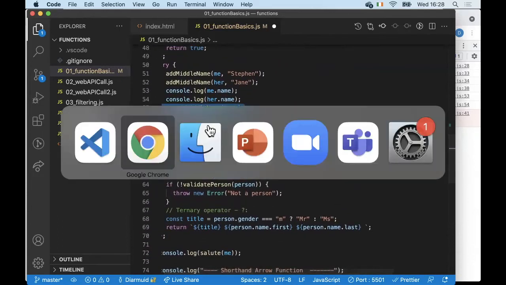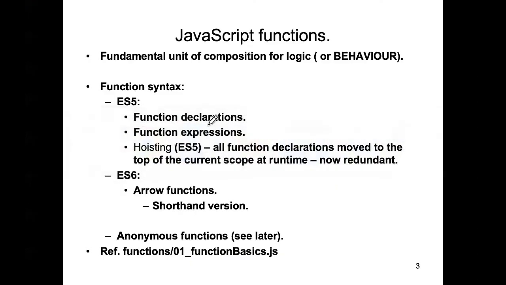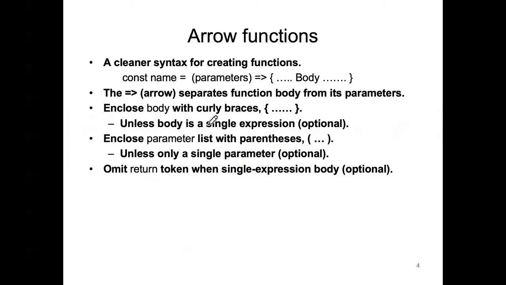Back to my slides. We haven't seen anonymous functions yet. We'll see them later. Arrow functions were introduced in ES6, and really all arrow functions are is a cleaner syntax for creating functions. Not that the function declarations and function expressions that I've just shown you are necessarily very long-winded, but arrow functions are slightly shorter from a syntax point of view.